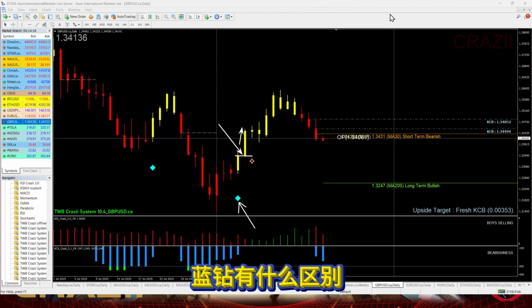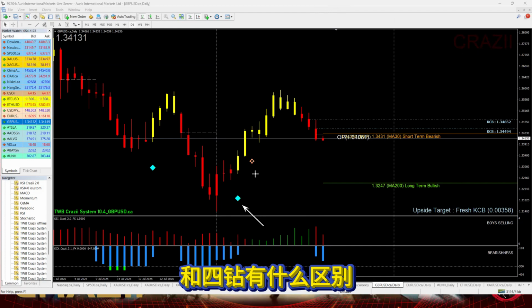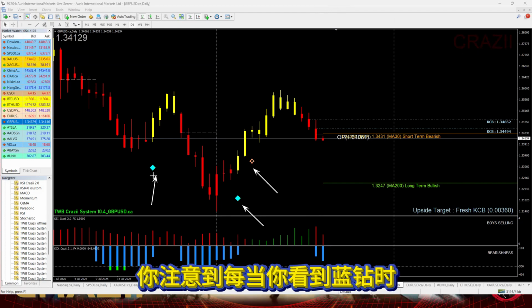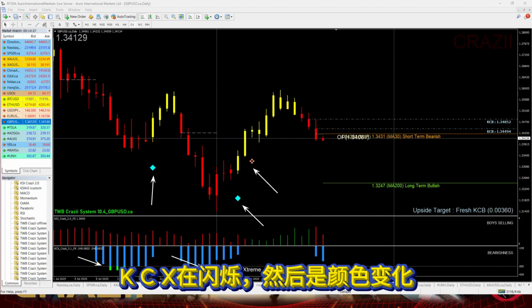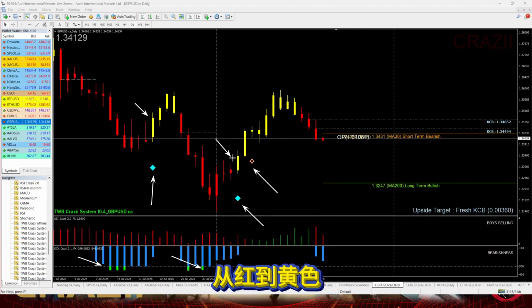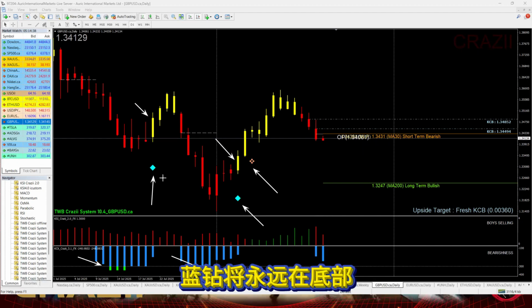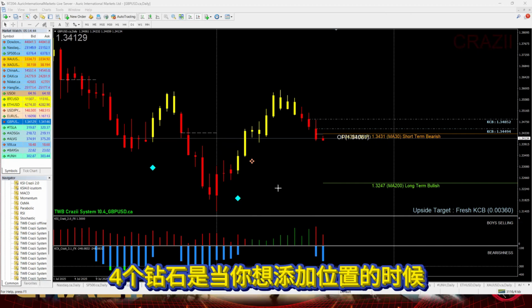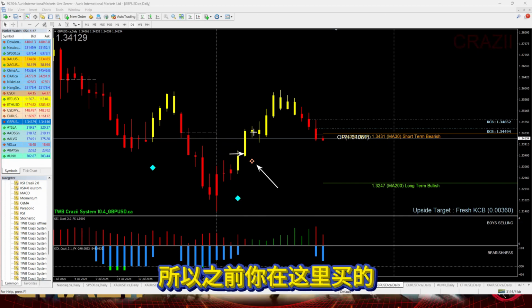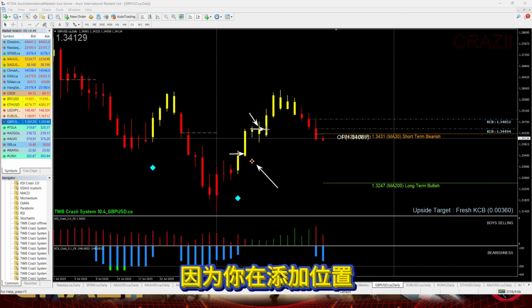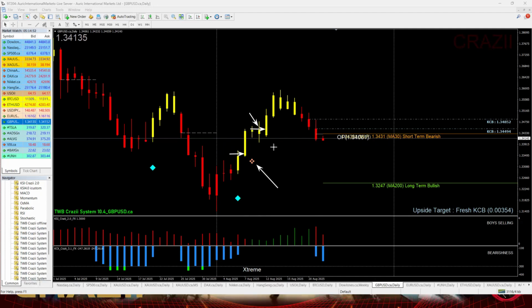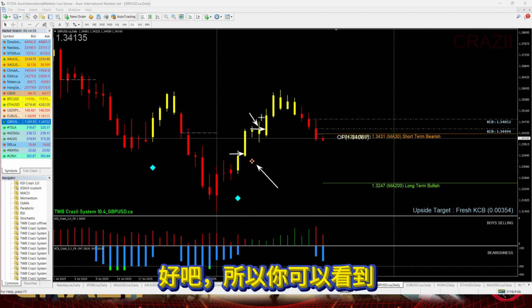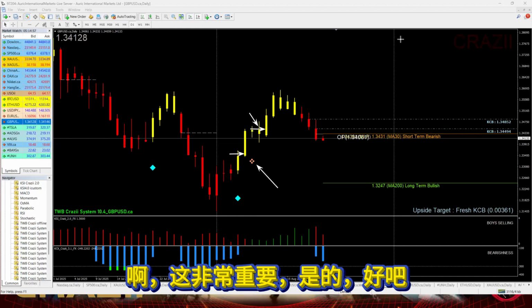So the question you ask now, what's the difference between a blue diamond and a 4 diamond? You notice that whenever you see a blue diamond, it's because the KCX is blinking, followed by a color change, which is red to yellow. So normally you see a blue diamond near the bottom of the charts. Any chart, the blue diamond will always be at the bottom. Then what's a 4 diamond for? 4 diamond is when you want to add position. So earlier you bought here, now you are adding position. Because you're adding position, that's why it is happening. So you can see that it's very important.